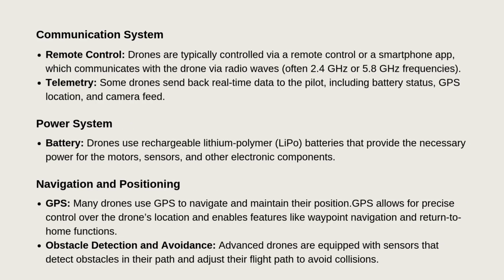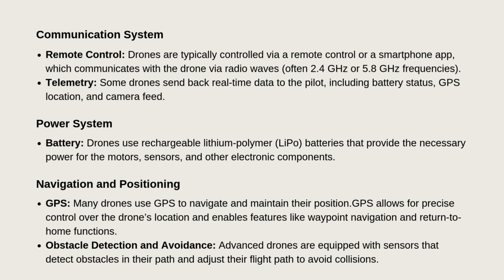Communication system, remote control. Drones are typically controlled via a remote control or a smartphone app, which communicates with the drone via radio waves, often 2.4 GHz or 5.8 GHz frequencies. Telemetry. Some drones send back real-time data to the pilot, including battery status, GPS location, and camera feed.